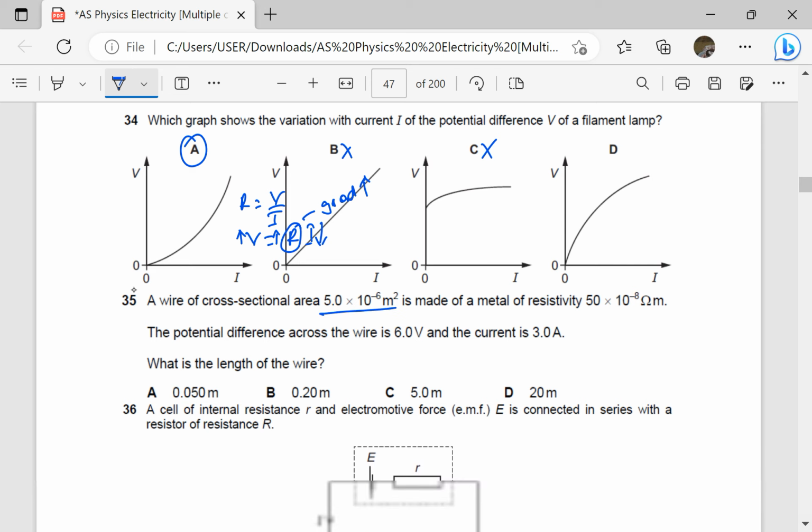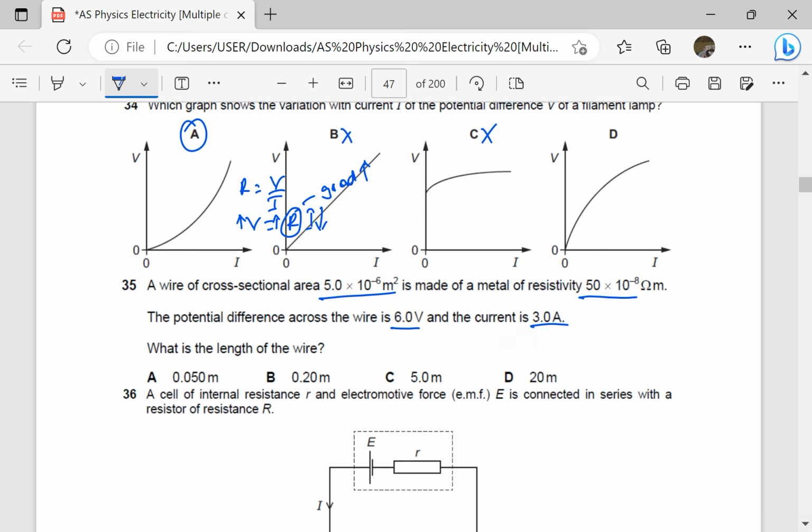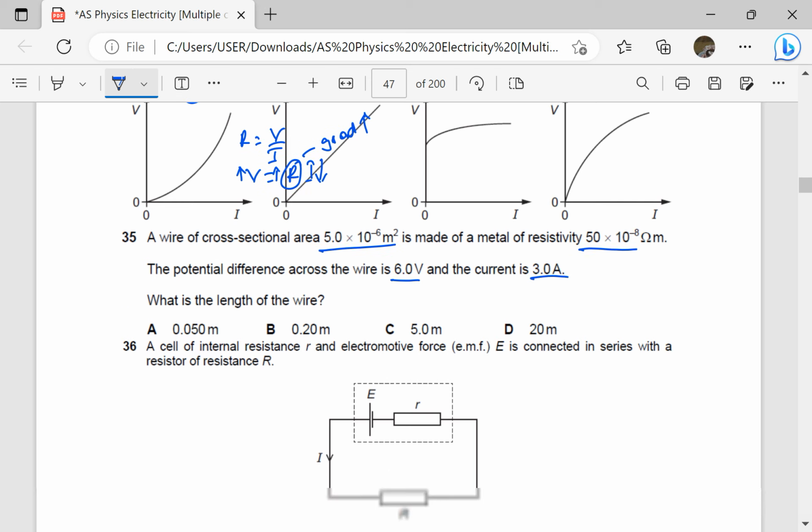A wire of cross-sectional area 5 times 10 power negative 6 is made of a metal of resistivity 50 times 10 power negative 8 ohm meters. The potential difference across the wire is 6 volts. So PD across the wire is 6 volts. And the current is 3 amperes. What is the length of the wire? So that is very easy.